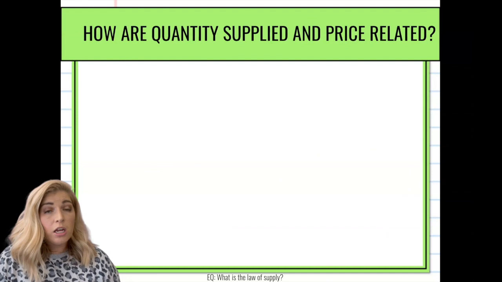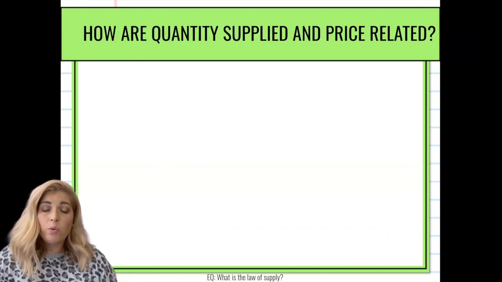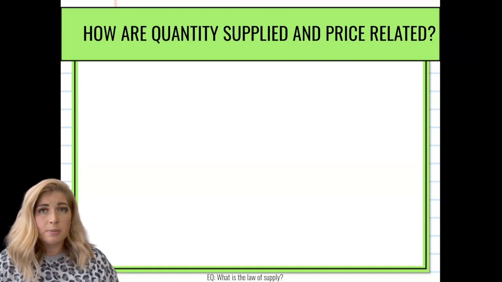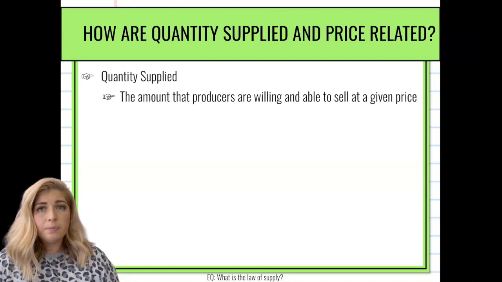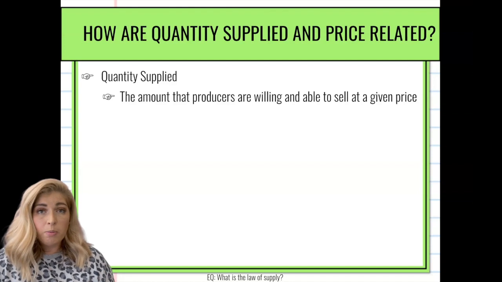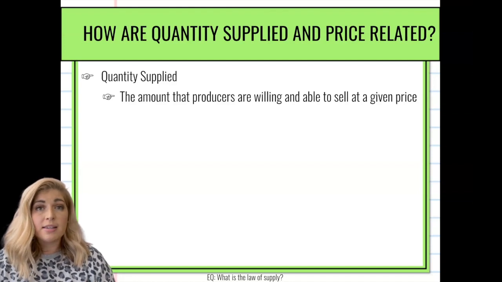So we want to talk here about quantity supplied and price. You remember with demand, we said that quantity demanded was at a specific price. The same thing with quantity supplied. Quantity supplied is the amount that producers are willing and able to sell at a specific price. The amount you're able to sell at a specific price, that's your quantity supplied.